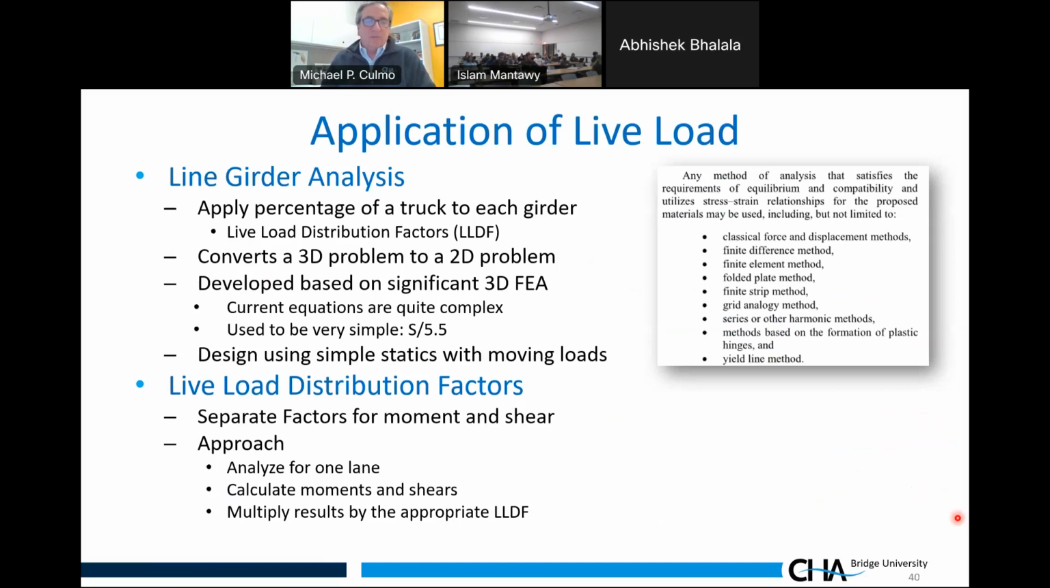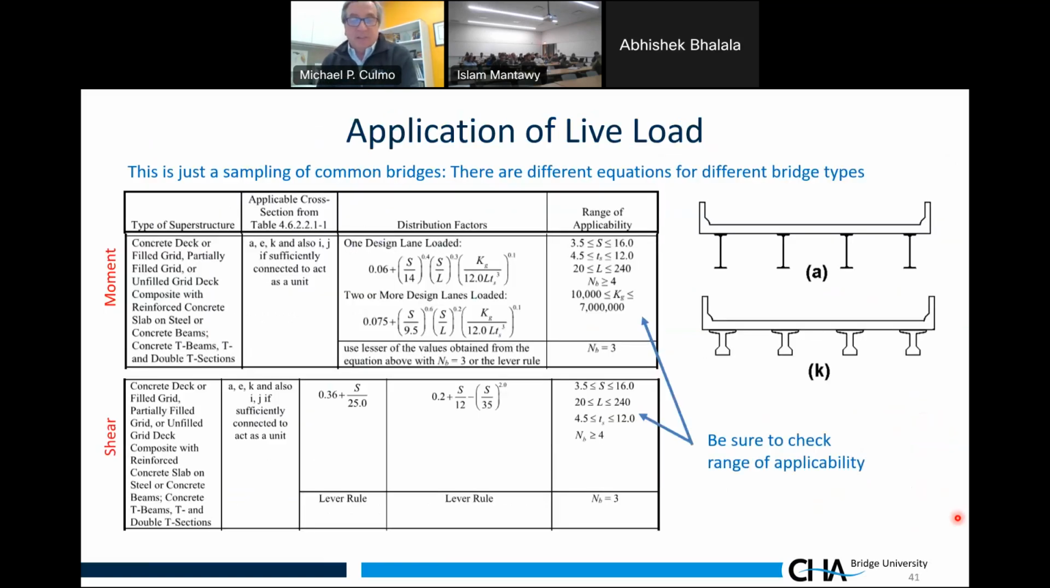And the key thing is, when you go to design a bridge, you calculate the load on each beam. For live load, you put an entire lane on the beam, you get your moments and shears, and then you multiply those moments and shears by the live load distribution factor to get down to what percentage of those moments and shears are acting on each girder. Here's what these equations look like.